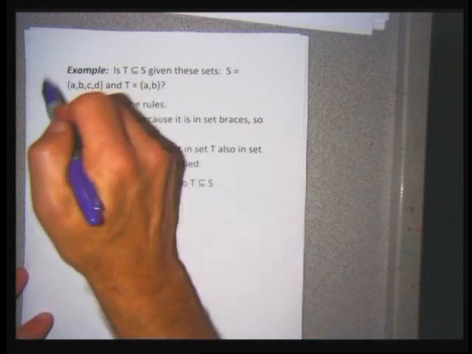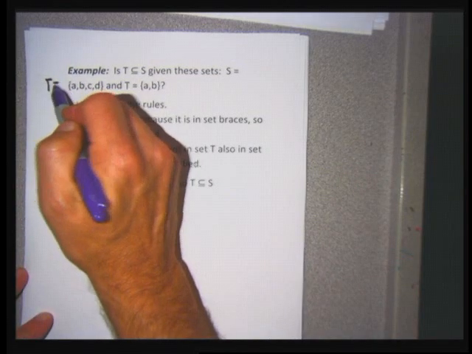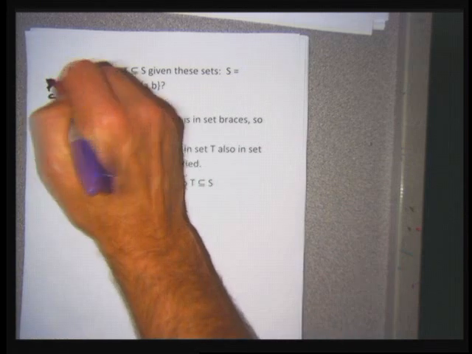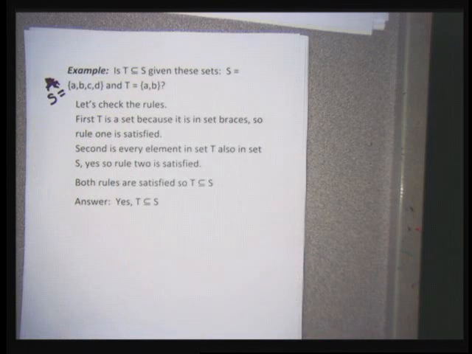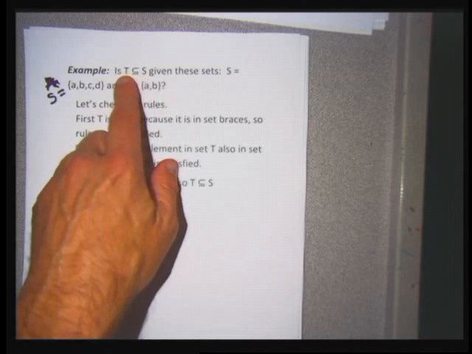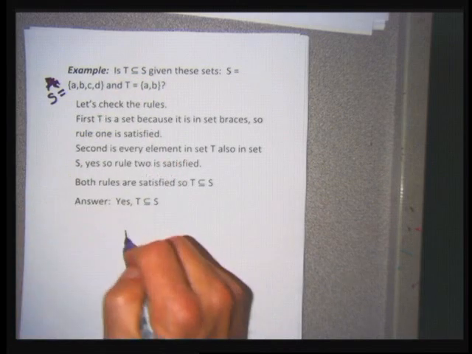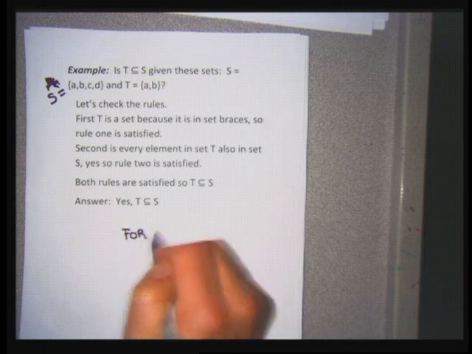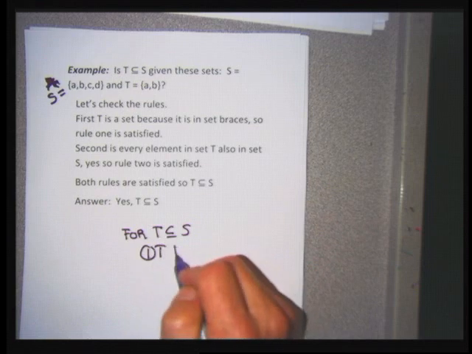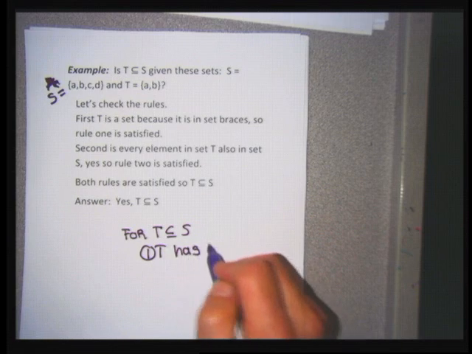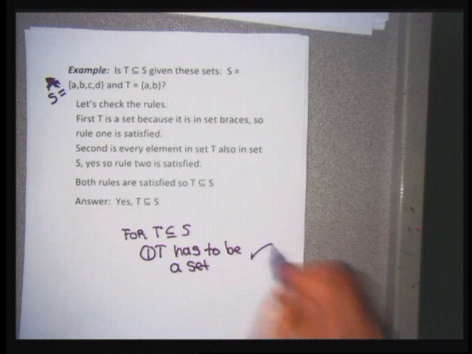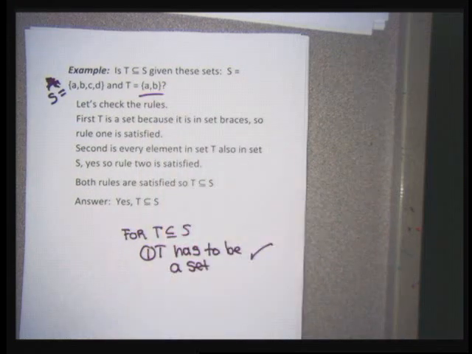All right, the next example, I switched it up a little bit. I gave you two sets, a set S that had the elements A, B, C, and D, and the set T that had the elements A and B. And this is saying, is T a subset of S? For T to be a subset of S, two things have to happen. So for T to be a subset of S, first of all, T has to be a set, because to be a subset, you need to be a set. That's satisfied by the fact that T is put in set braces.